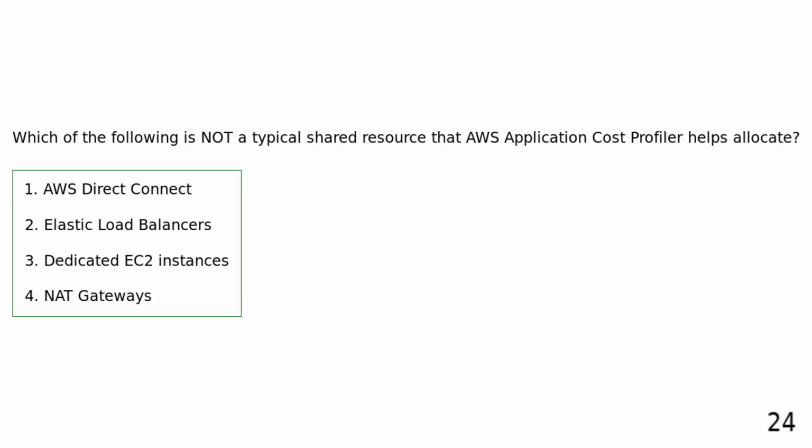Which of the following is not a typical shared resource that AWS Application Cost Profiler helps allocate? AWS Direct Connect. Elastic Load Balancers. Dedicated EC2 instances. NAT gateways.